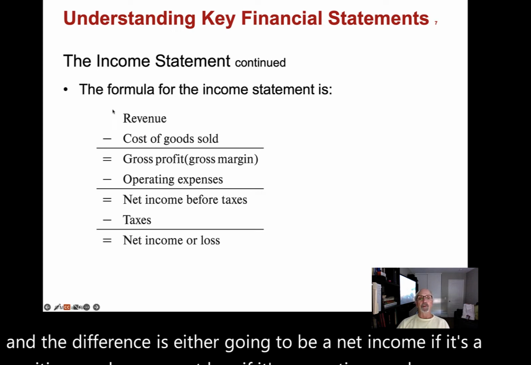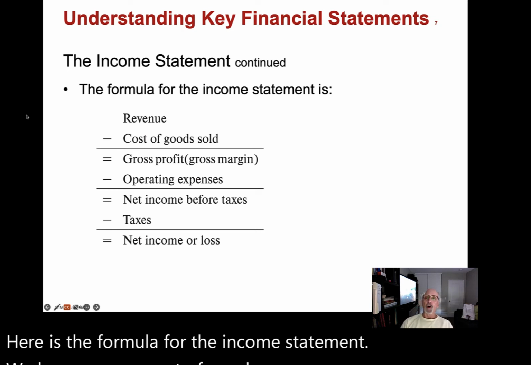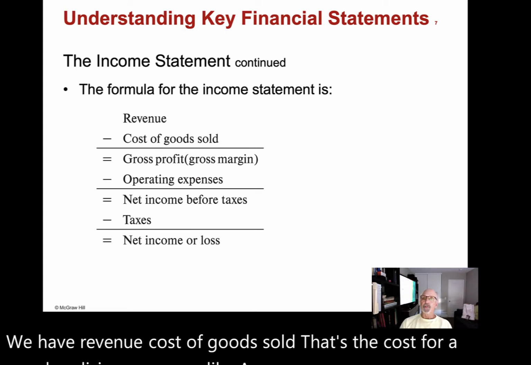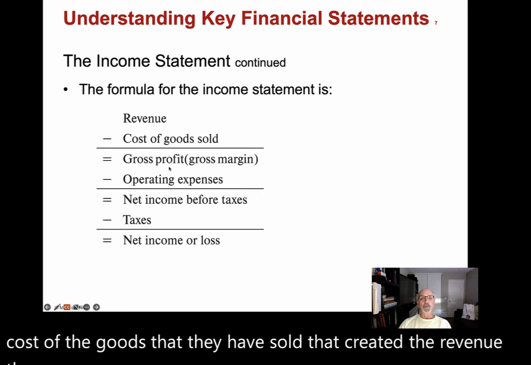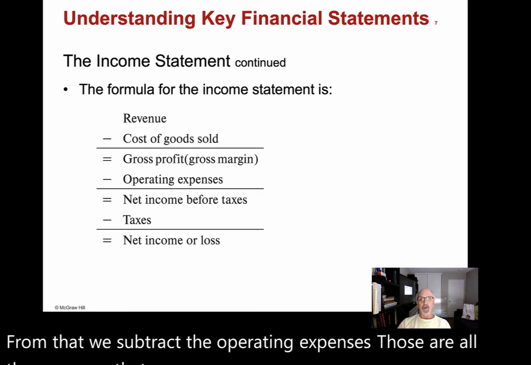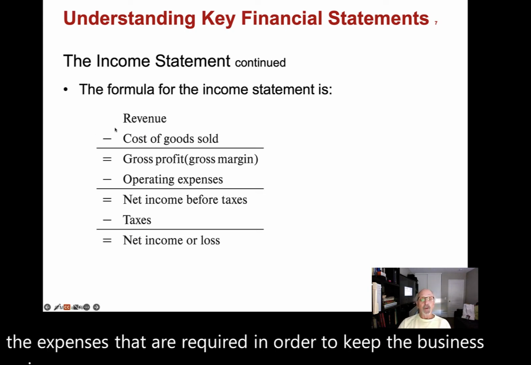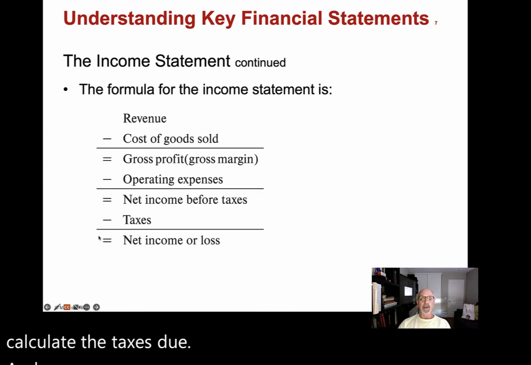So here's the formula for the income statement. We have revenue, cost of goods sold. That's the cost for a merchandising company like Amazon or Walmart. That's the cost of the goods that they have sold that created the revenue. The difference is called the gross profit or the gross margin. From that, we subtract the operating expenses. Those are all the expenses that are required in order to keep the business going, to, again, create that revenue, which gives us then a net income before taxes. We then calculate the taxes due, and we get net income or net loss.